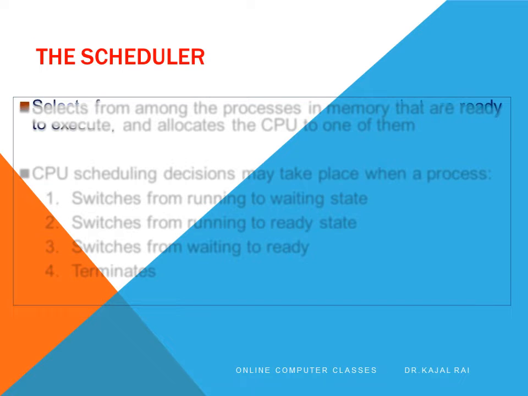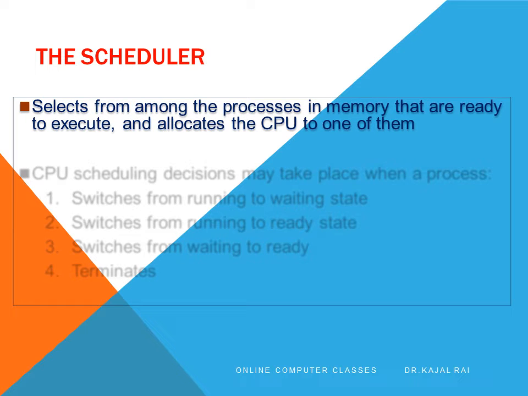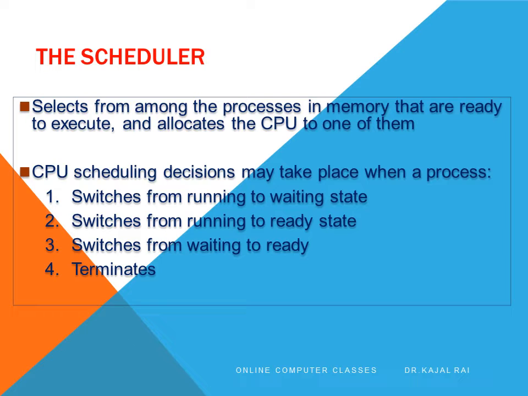Now what is a scheduler? A scheduler selects among the processes in memory that are ready to execute and allocates the CPU to one of them. CPU scheduling decisions may take place whenever a process switches from running state to waiting state, or running state to ready state, or from waiting to ready state, or whenever a process terminates. These four conditions are there when CPU scheduling needs to be done, and decisions need to be made about which process will get the CPU next. So for all these conditions, the decision is taken by the scheduler.